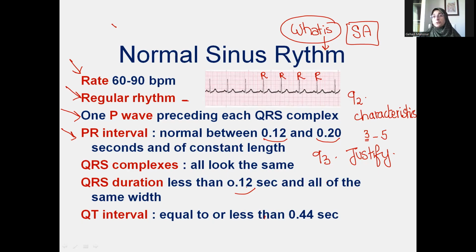And finally, the QT interval. Because if the QT interval is long, say, for example, you found out that the QT interval is longer than the maximum duration of the QT interval, which is 0.44 seconds, which is about 11 small squares, then you would say that this is a normal sinus rhythm, but the patient suffers from a prolonged QT interval.